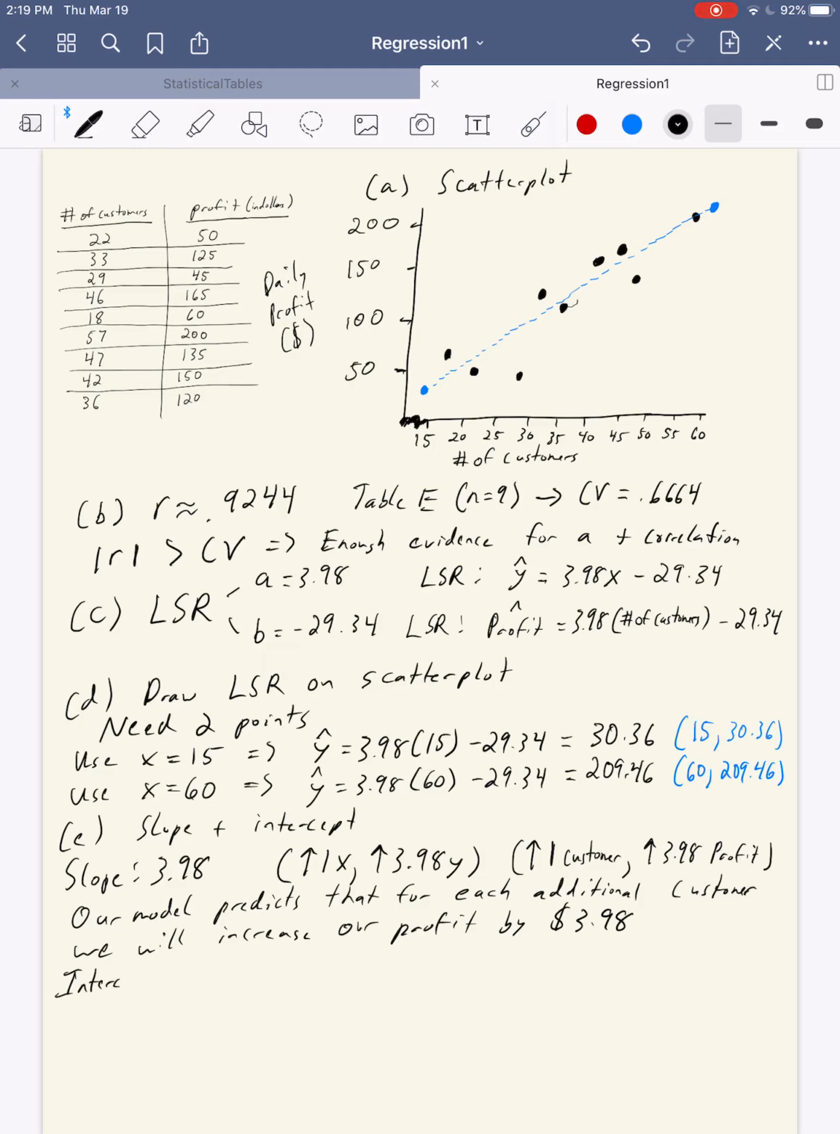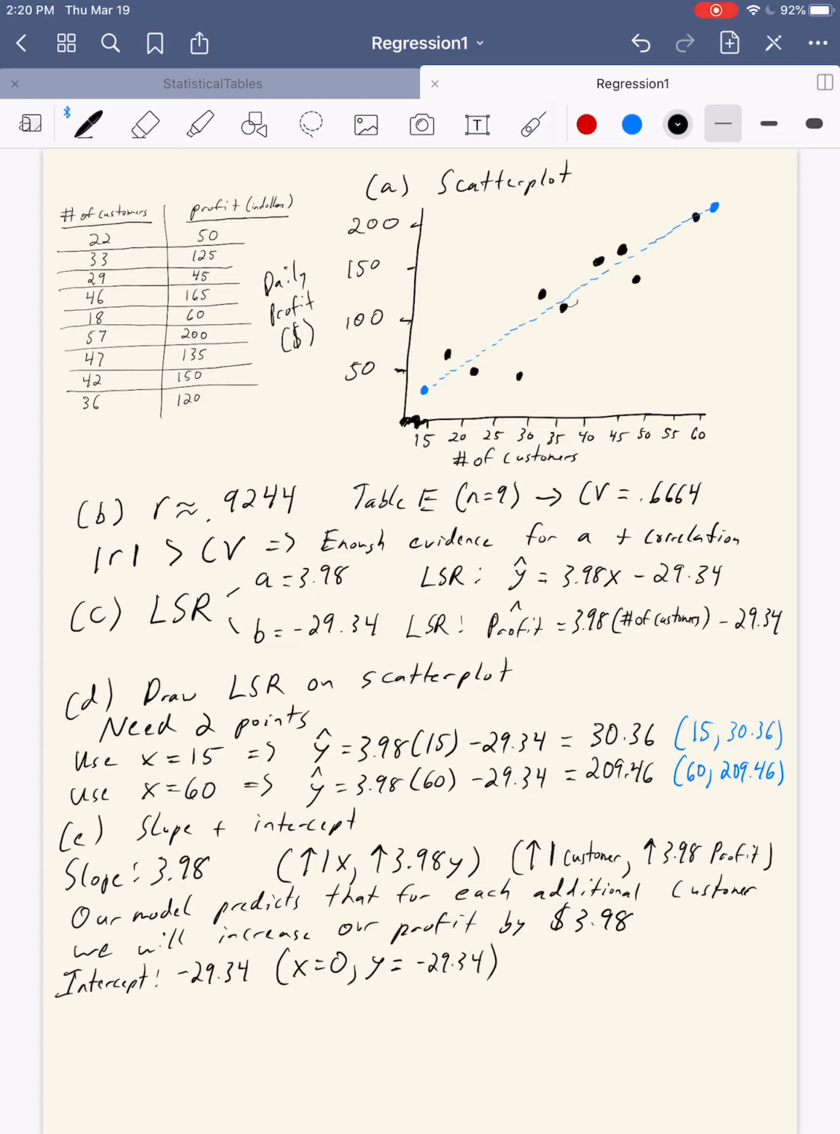All right, let's go ahead and talk about the intercept. The intercept here was the other value, right? It's the other one that we wrote down. It's that b value that we wrote here, or it's that negative 29.34 that we put there. Remember, algebraically, the intercept is that when x is 0, y is supposed to be whatever that intercept is. So in this case, y would be negative 29.34.